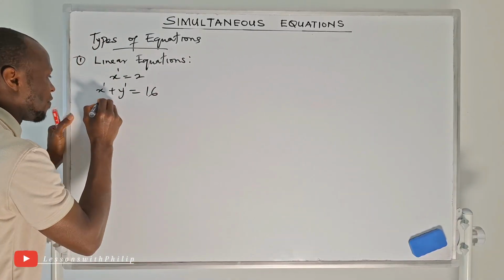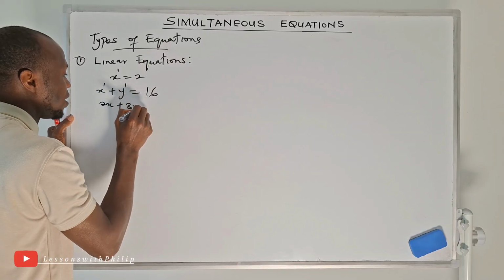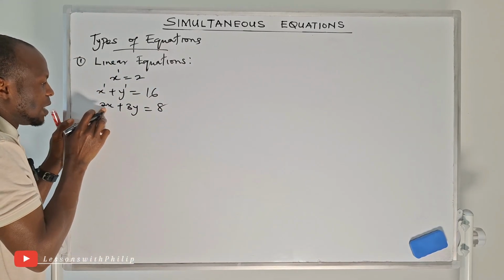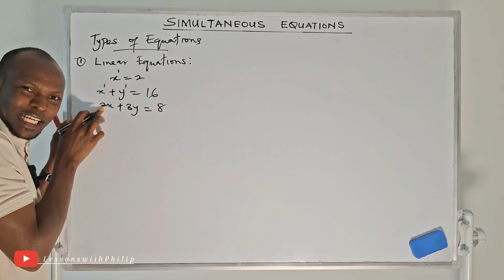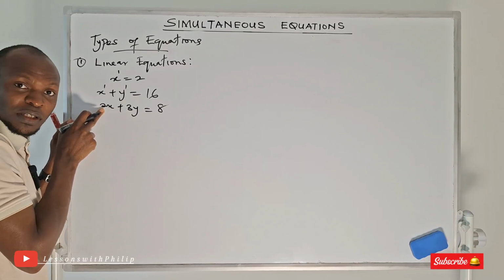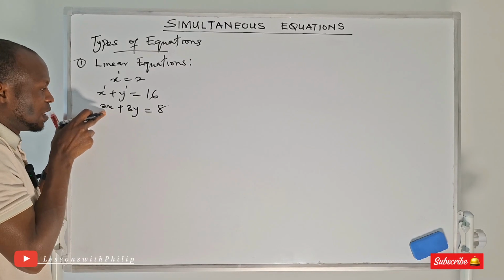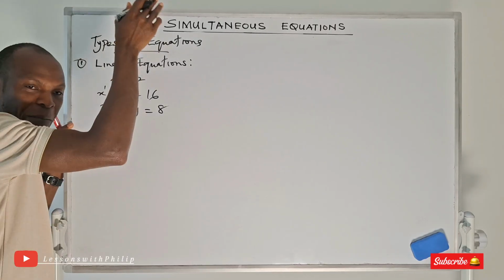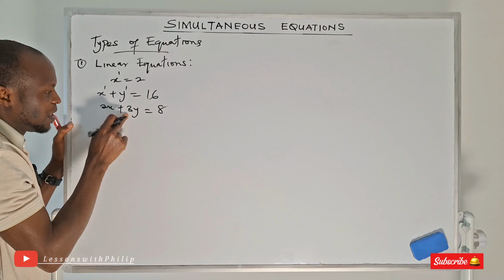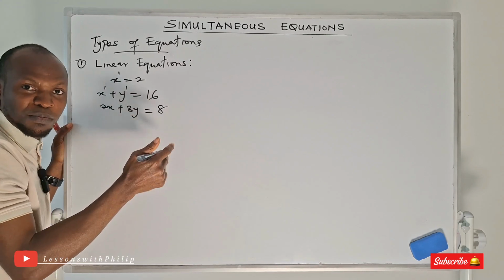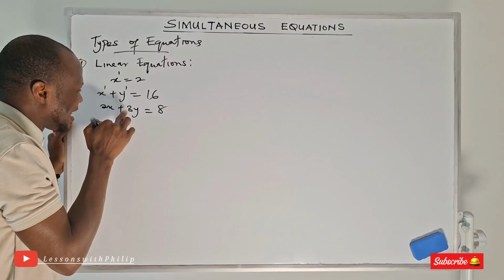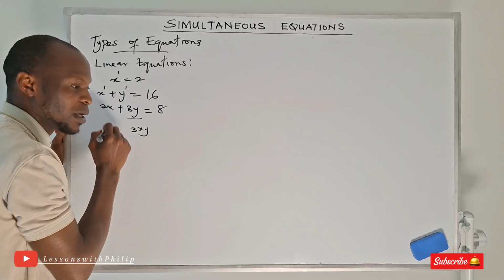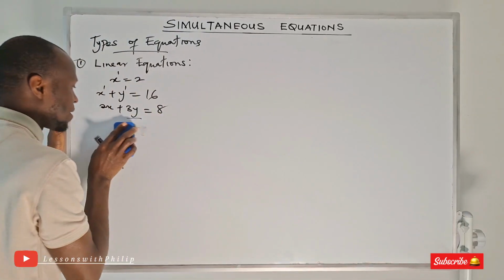Okay? You can have 2x plus 3y equals 8, for example. This is still a linear equation because 2 is not a power, it's not an exponent. It's a coefficient. It's a product of x. It's attached to x by multiplication, not a power. Okay? 3 is a product of y. Product means multiplication. 3 is attached to y by multiplication. This 3y is the same as 3 times y. Okay? Please don't make a mistake in that.